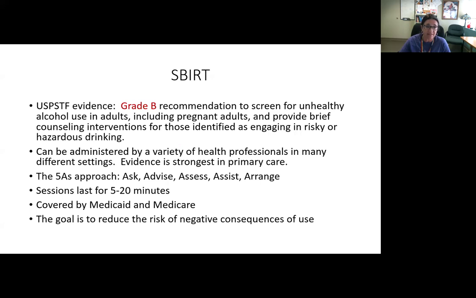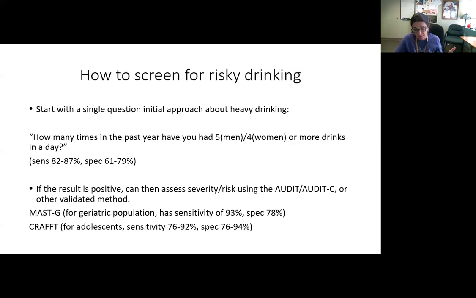And it's basically using this 5 A's approach of ask about use, advise, assess, assist, and arrange for treatment if needed. And the goal is really to reduce the risk of negative consequences of use, and it's most useful in finding it when it's still in that not as heavy, severe range. So we screen by starting with a single question, which is what's recommended. You've probably seen this on forms: in the past year, how many times have you, for a man, had 5 or more drinks in a day, or 4 or more drinks in a day for women, again, which is past that recommended cutoff for low risk.